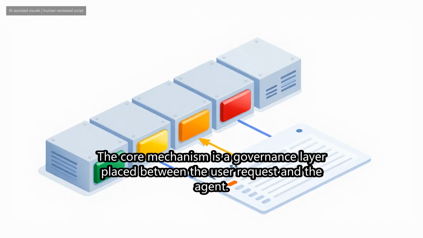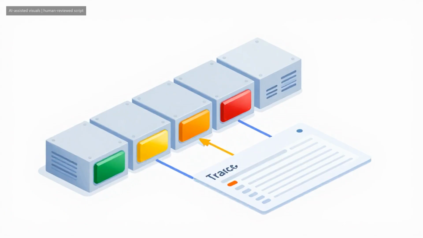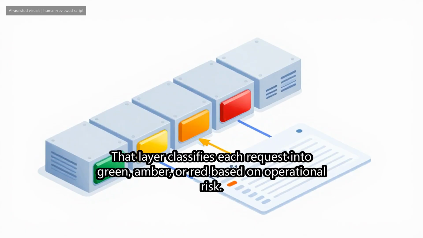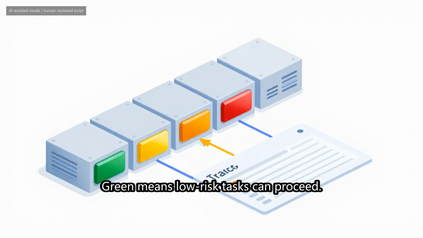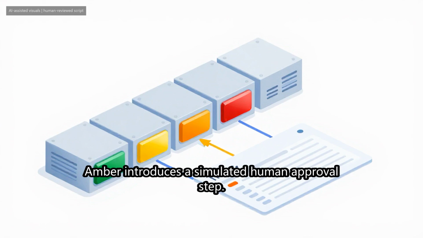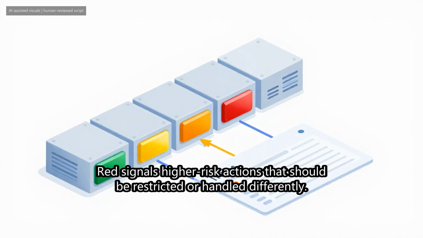The core mechanism is a governance layer placed between the user request and the agent. That layer classifies each request into green, amber, or red based on operational risk. Green means low risk asks can proceed. Amber introduces a simulated human approval step. Red signals higher risk actions that should be restricted or handled differently.